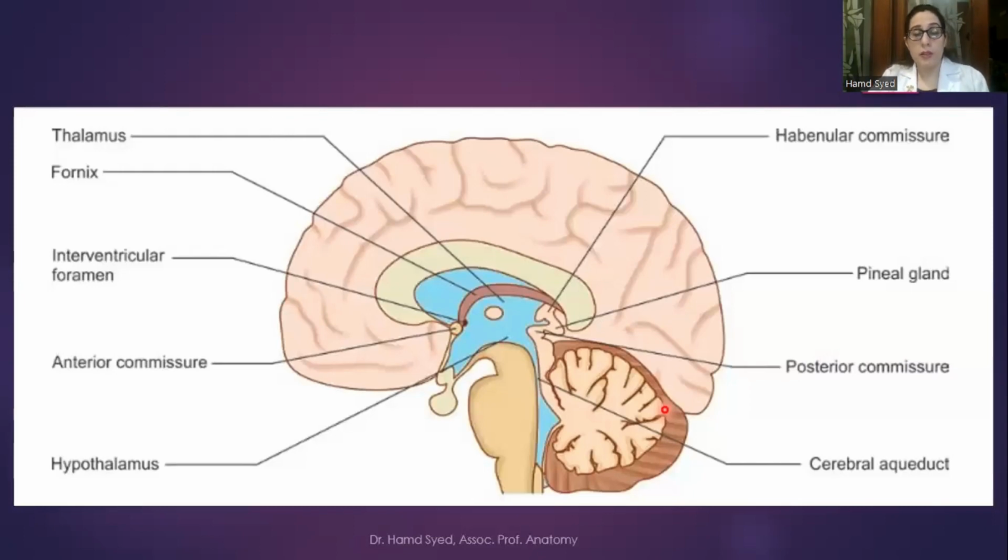So here in this simple diagram of the sagittal section of the brain, we can see that this is the area of the diencephalon. Here is the thalamus and the interthalamic adhesion. And then you also have the hypothalamus. And posteriorly, you can see the habenular commissure and the pineal gland, which are the epithalamus.